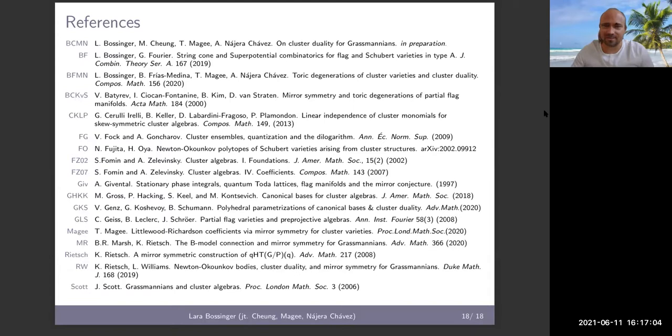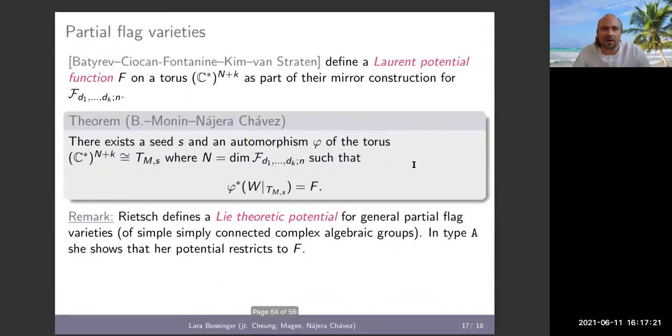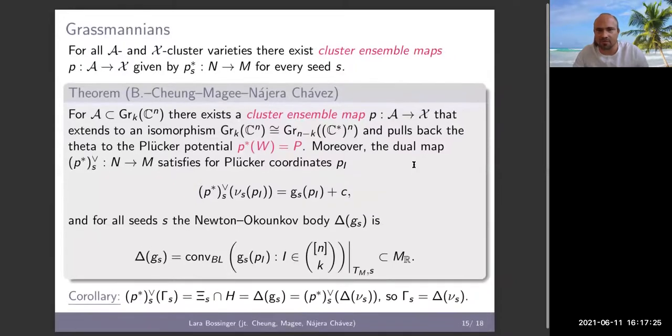So, questions? Okay, then I have at least one for you. This broken line convexity looks very interesting. Can you recover the results of Ricci-Williams? I mean, at least the Newton-Okounkov body parts.